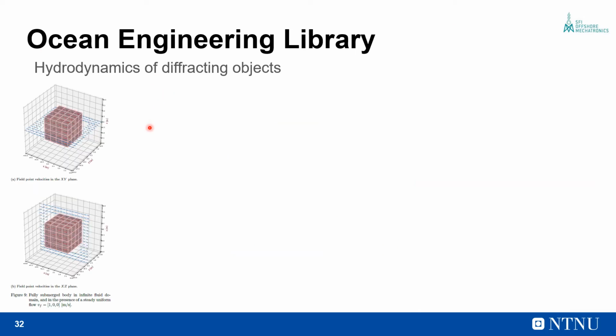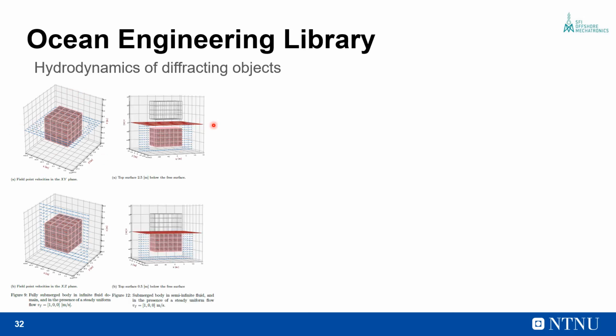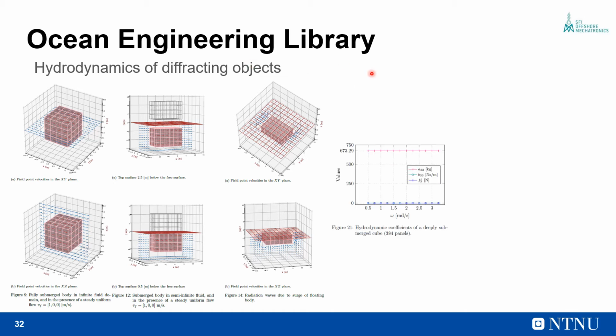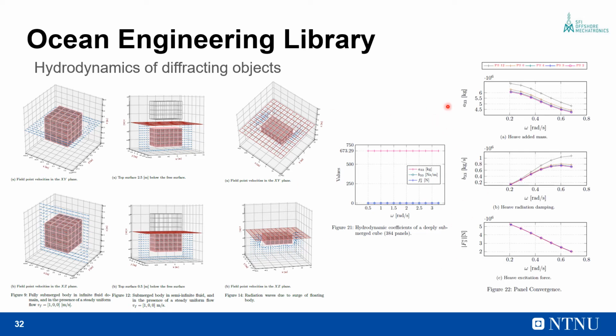We then present a whole range of results to demonstrate the various aspects of the code. We present results, for example, to demonstrate what happens if a body is introduced into an infinite flow domain. We present results to explain the effect of the free surface and of the image source. We present results to explain the physical significance of radiation waves. We then present results from the hydrodynamic analysis of a submerged cube. We also present panel convergence results.